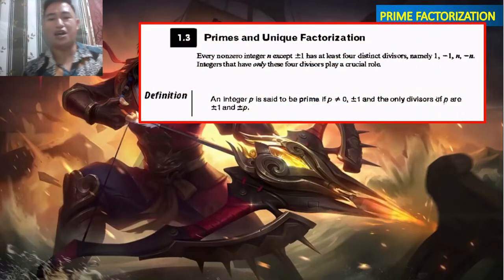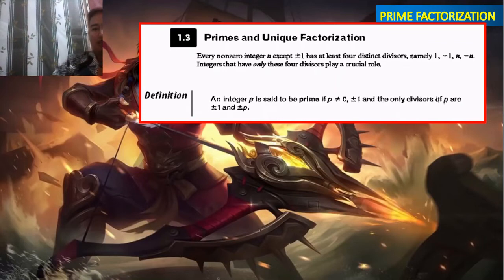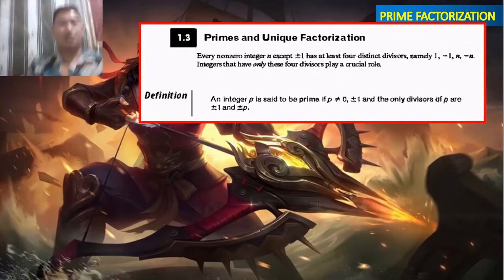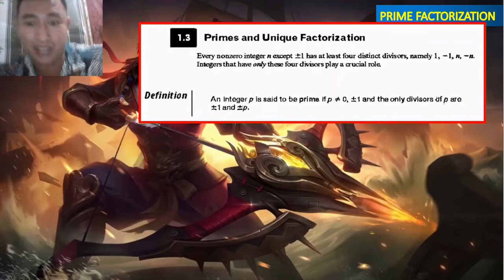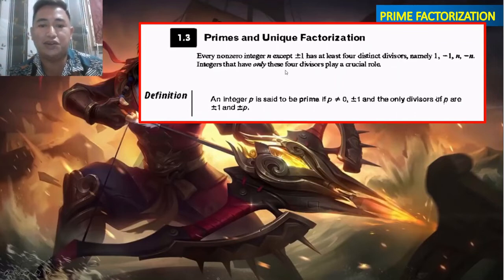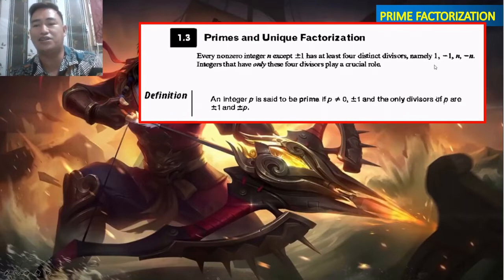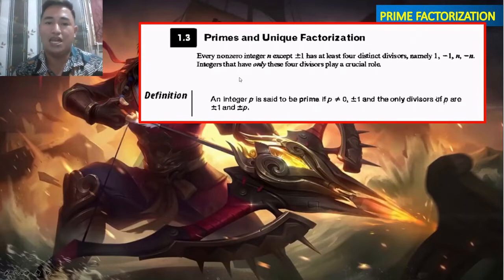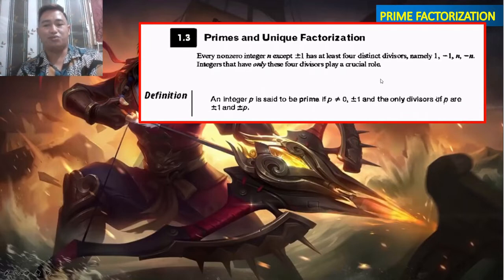Okay, dala na class. Primes and unique factorization. Okay. Natikwa na ni ganina no, kaya naguna-una natin sa prime factorization. Okay. So, every non-zero integer n except positive negative 1 has at least 4 distinct divisors, namely 1, negative 1, n, and negative n. So, integers that have only of these 4 divisors play a crucial role.